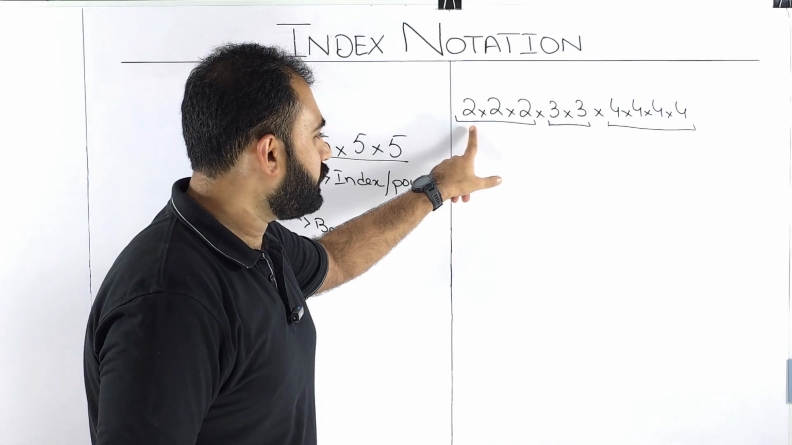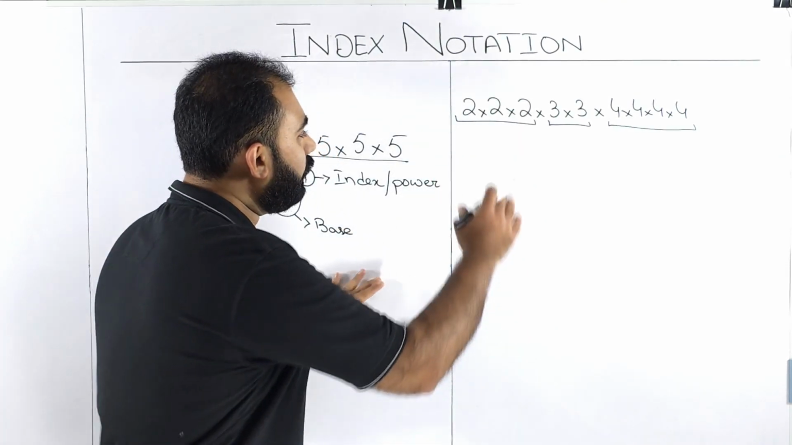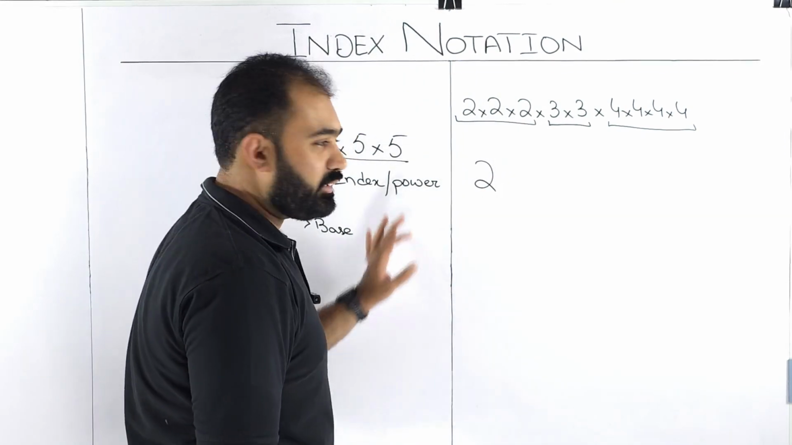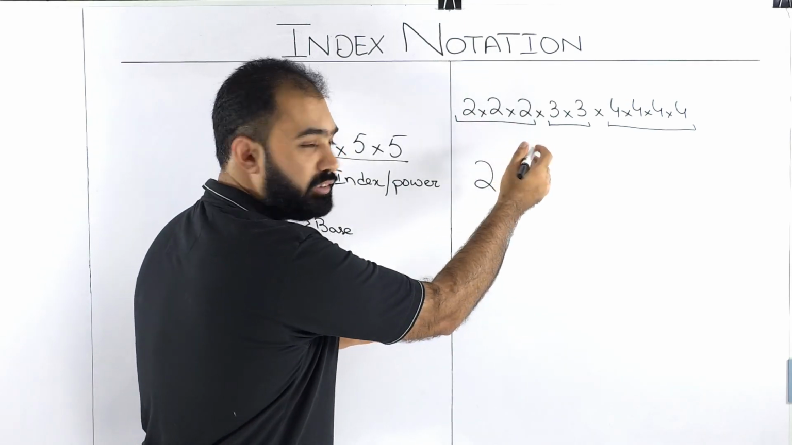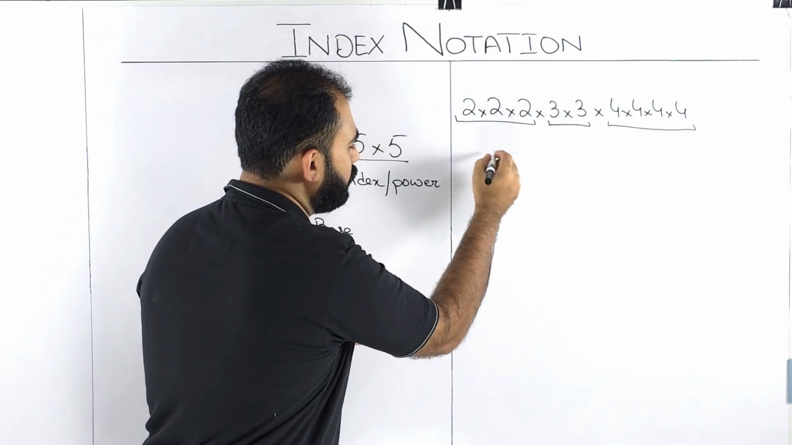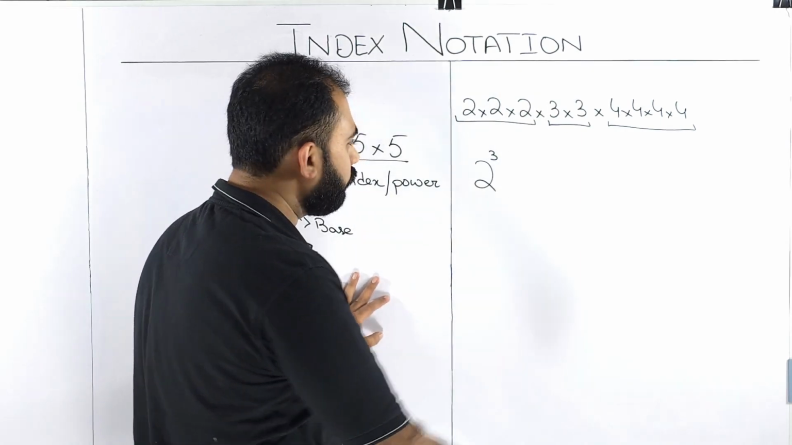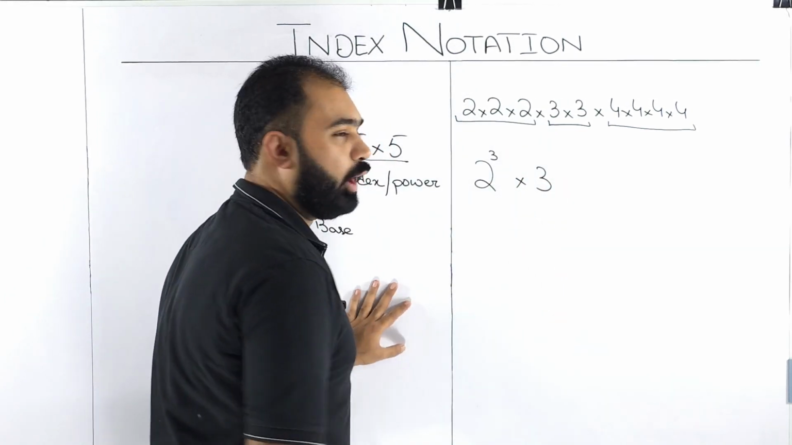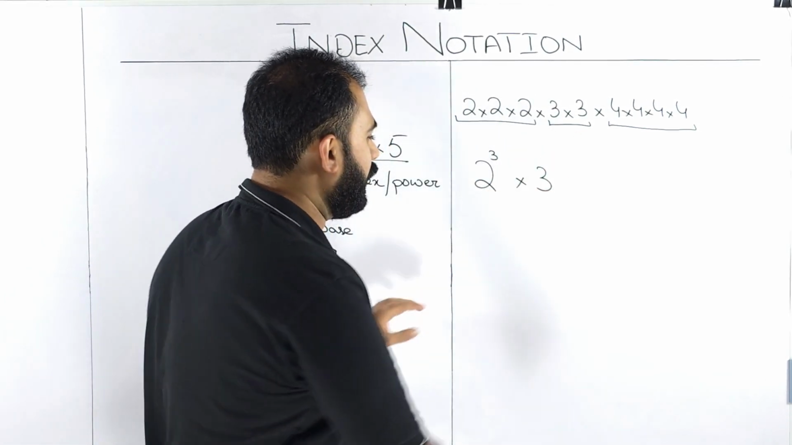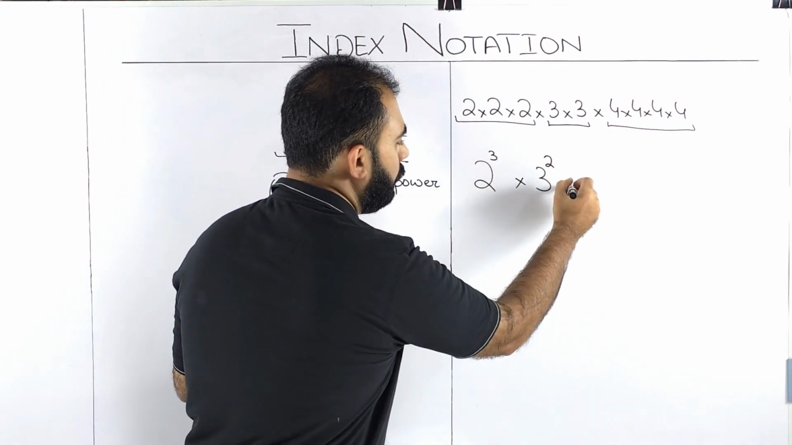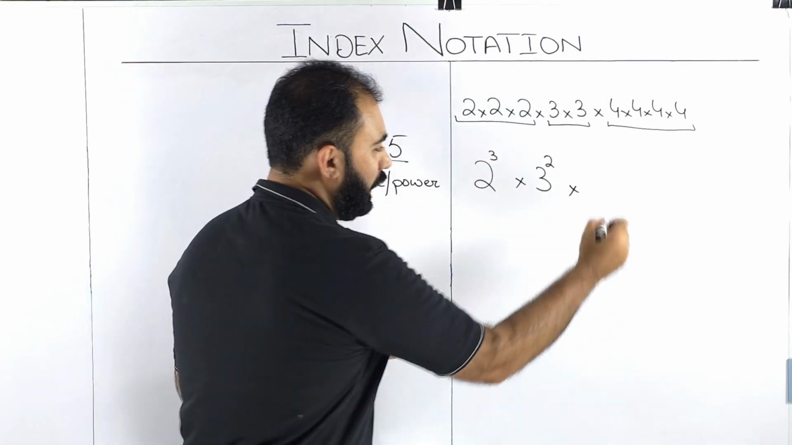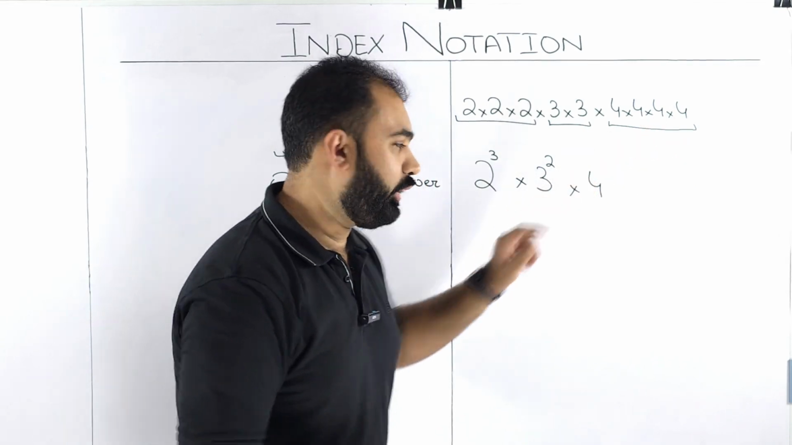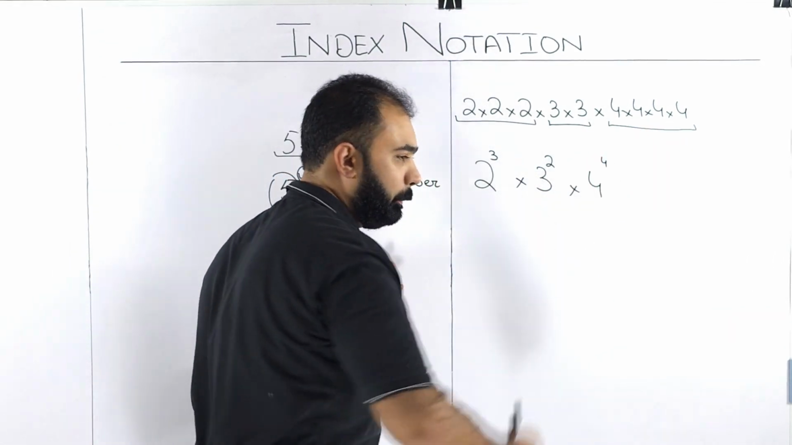लेट्स से हियर इट इज 2 into 2 into 2. I can convert it into index notation as 2 as the base, and how many times it is there in this sequence? 1, 2, 3 times. I'll write 3 here, multiplied with base is 3. How many times it is there? 2 times, multiplied with 4, taken as base. How many times it is there? 1, 2, 3, 4 times. So I'll write it 4.